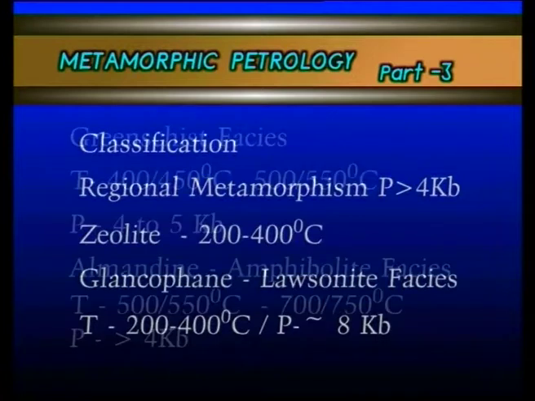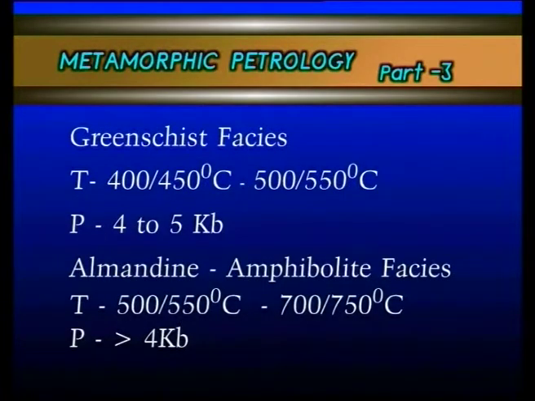After that, the greenschist facies, temperature is 400, 450 to 500, 550 degrees centigrade with pressure 4 to 5 kilobar. Further, with increasing temperature and pressure, the next facies is almandine amphibolite facies. Particularly, these facies have a temperature range 500, 550 to 700, 750. Similarly, pressure is also more than 4 kilobar.